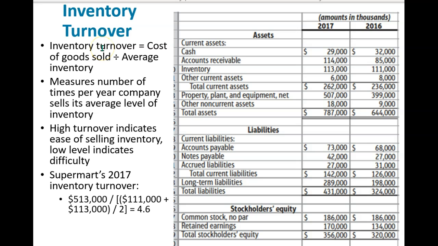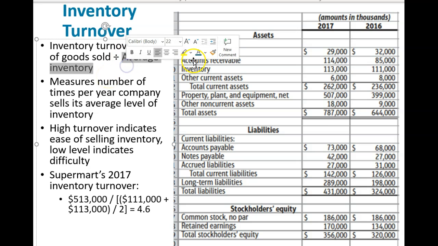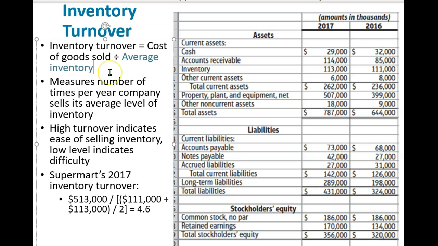So inventory turnover is taking your cost of goods sold and dividing it by average inventory. Now notice that's average inventory, and that is a simple average. That is just beginning of year plus end of year divided by 2. But it is an average. It's not just the cost of the inventory number. It has to be the average inventory. And that's the number of times per year they sell the average level of inventory.